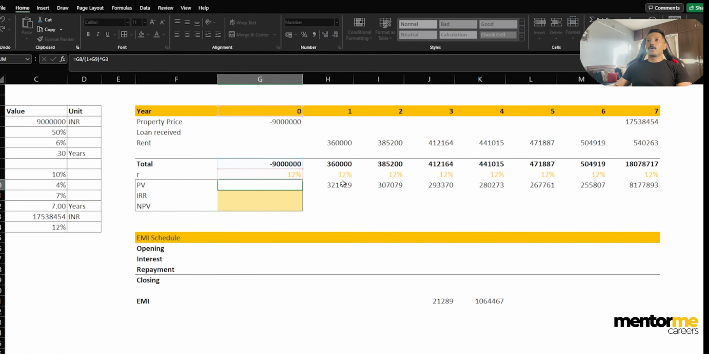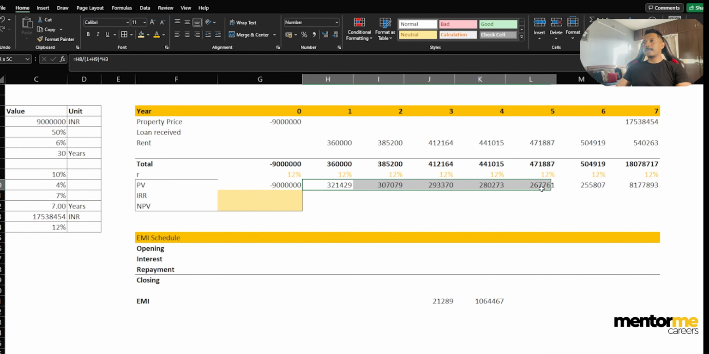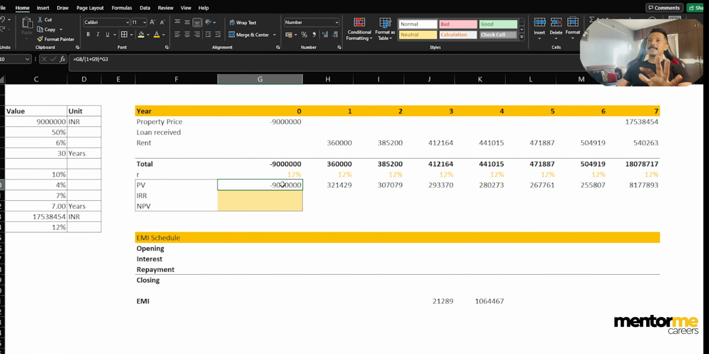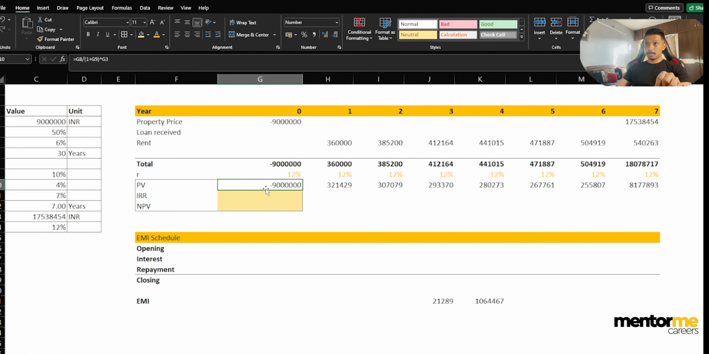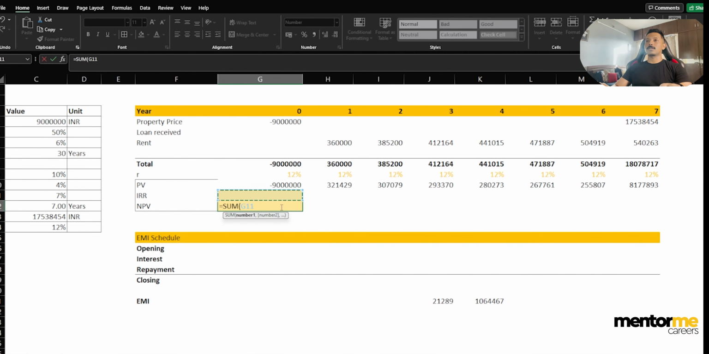Now, the question that you generally would ask is, this is what I'm getting in terms of present value, and this is what I'm investing also in terms of present value. So what is the net present value? It's nothing but the sum of all of this. That's nothing but net present value, right?